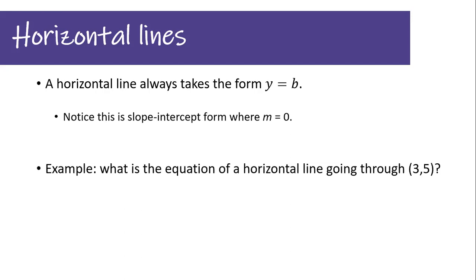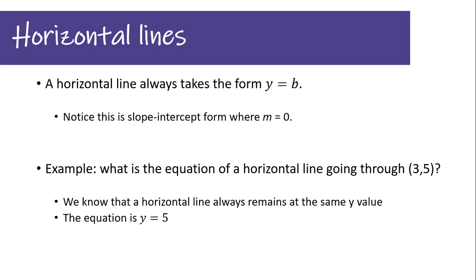So for example, if you're asked to find the equation of a horizontal line going through a certain point, all you need to do is y equals whatever the y coordinate is. It doesn't matter what x is. X could be anything on the whole number line from -infinity to +infinity. It stays the same y value no matter what x is. So here we have x equals 3 and y equals 5. Well, it doesn't matter what x is, but we know that y equals 5. So to write that equation, we will have y equals 5.